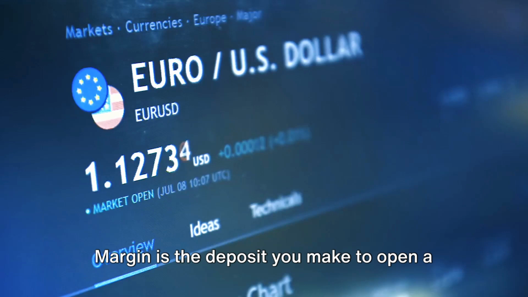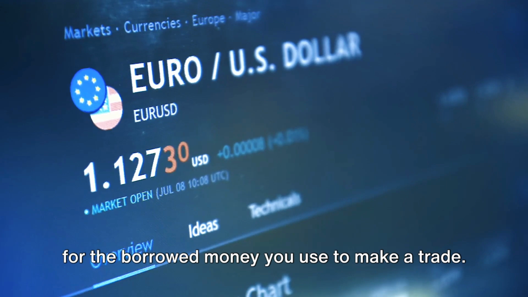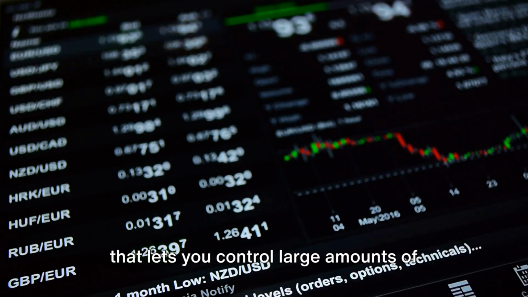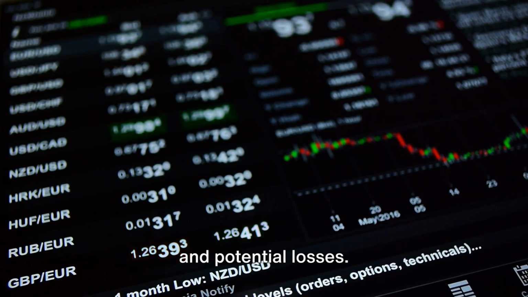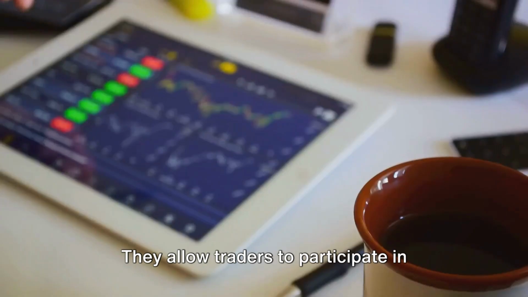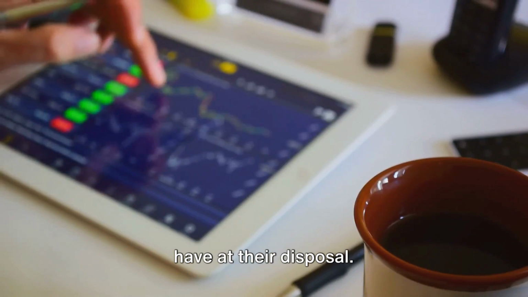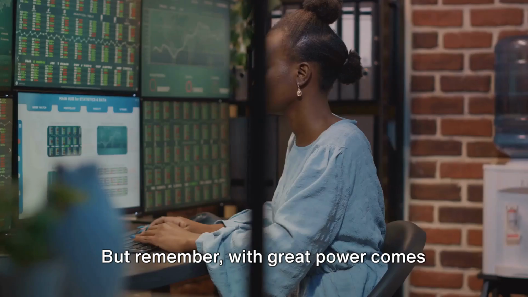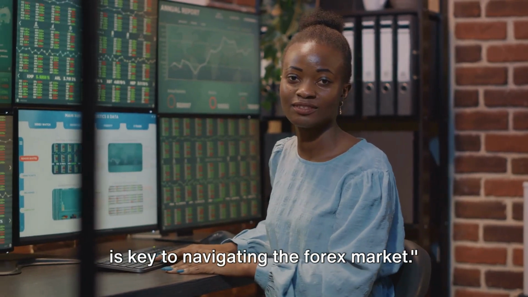So let's recap. Margin is the deposit you make to open a trade position, and it acts as collateral for the borrowed money you use to make a trade. Leverage, on the other hand, is the tool that lets you control large amounts of currency with a small capital outlay. It magnifies both your potential profits and potential losses. Together, margin and leverage form a critical part of Forex trading. They allow traders to participate in markets where the value of trades is significantly higher than the capital they have at their disposal. It's like being given the keys to a high-performance sports car. But remember, with great power comes great responsibility. Remember, understanding these concepts is key to navigating the Forex market.